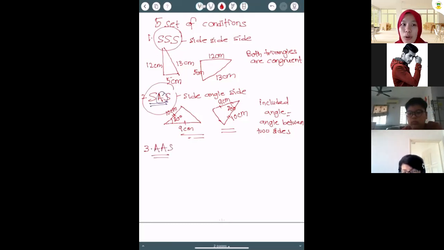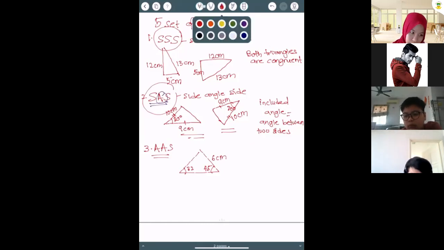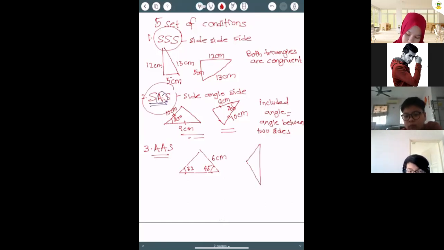What is AAS? It is when you have two angles and one side equal for both triangles. So let's say I draw this here. This is your angle, 32°. This is your 45°, and this is 6 cm. And your other triangle will look like this: 45°, 6 cm, and 32°. I think I drew it wrong. So here 32, here 45, here 6 cm.